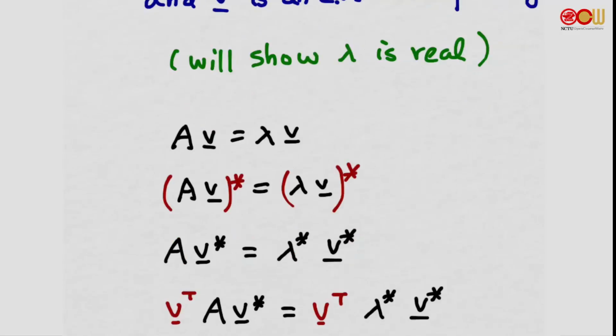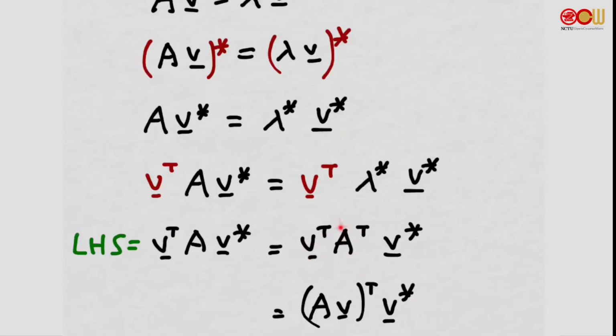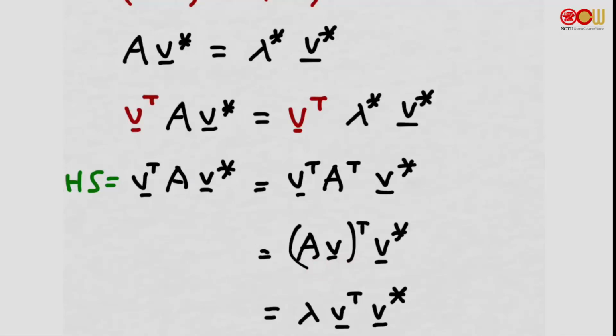We multiply V transpose to both sides. And now let's use the condition that A is symmetric. Then the left-hand side will be V transpose A V conjugate, which is V transpose A transpose V conjugate. And this term can be written as (AV) transpose, which is equal to lambda V transpose.